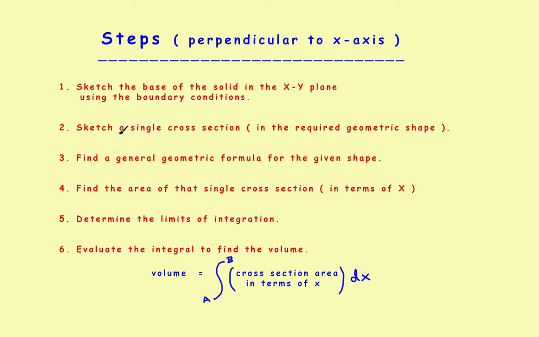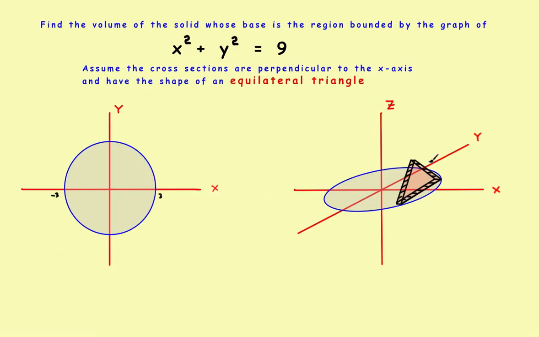The second step says this: sketch a single cross-section in the required geometric shape. So what we're going to do, basically, is the same thing that we've got over here. Now, the way this one was drawn is if we remove the cross-section, you come over a certain distance x and put a baseline. And we'll do the same thing over here. We'll come over a certain distance x and just put a baseline.